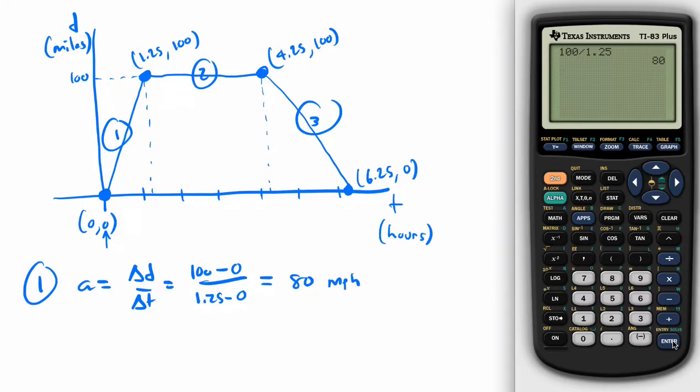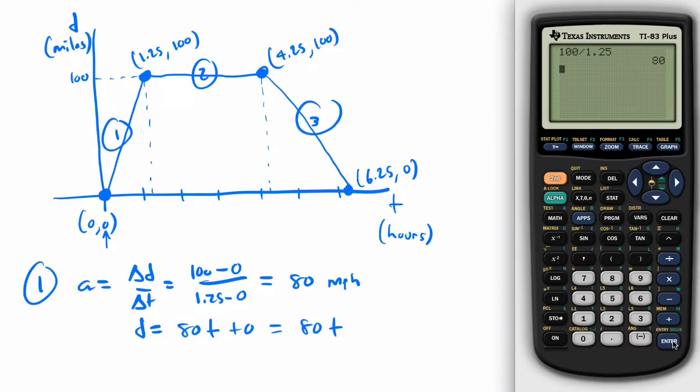And so that means that I know the intercept, so I can just write the subformula. On line segment 1, d is equal to 80 times t plus 0, which is just 80t. So that's my first line segment.